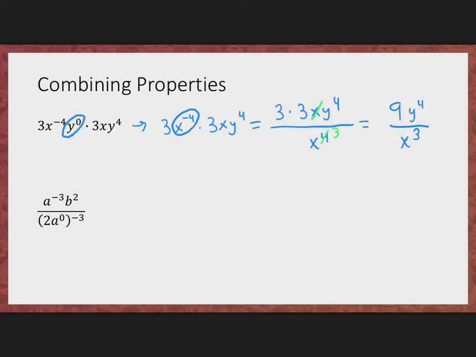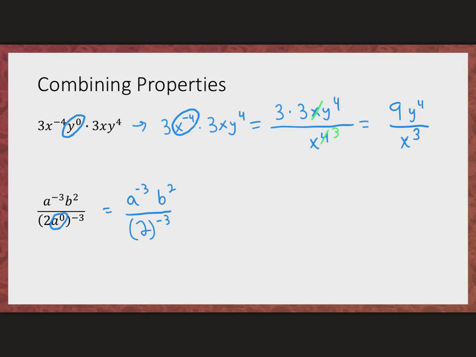In the next problem, we have a to the negative 3rd, b squared, all over 2a to the 0 to the negative 3rd. Now there is a lot going on here, but the first thing that is catching my eye is this a to the 0 power. Anything to the 0 power is just 1, as long as the base is not 0. I am going to deal with that right now. A to the negative 3rd, b squared, over 2 times 1 is just 2 to the negative 3rd.